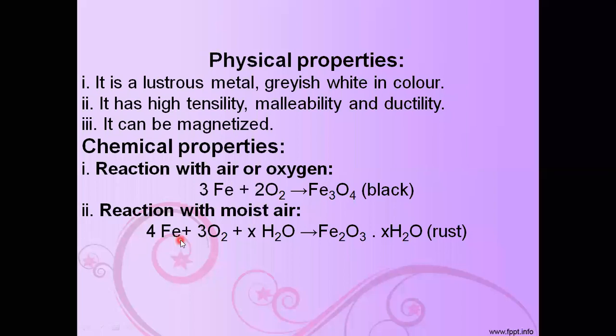The next one is the reaction with moist air. The iron reacts with the moist air to form a layer of brown hydrated ferric oxide on the surface. This compound is known as rust, and this process of formation of rust is known as rusting.